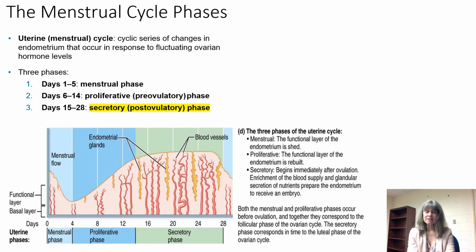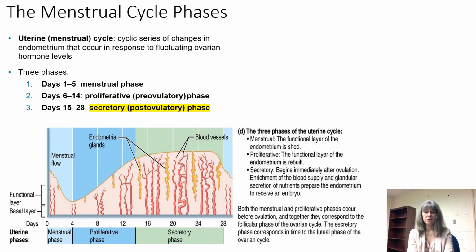The last portion of the menstrual cycle is going to occur after ovulation and is known as the secretory or post-ovulatory phase, which encompasses the last half of the menstrual cycle, so from days 15 through 28. The secretory phase begins immediately after ovulation, where there's an enrichment of blood supply as well as an enrichment of glandular secretion of nutrients to help prepare the endometrium to receive an ovum that may have been fertilized.